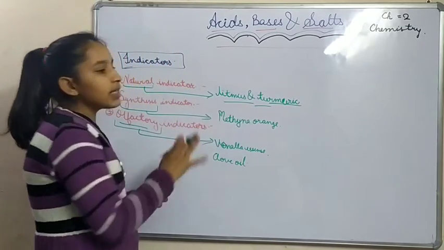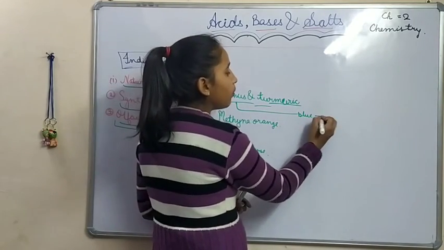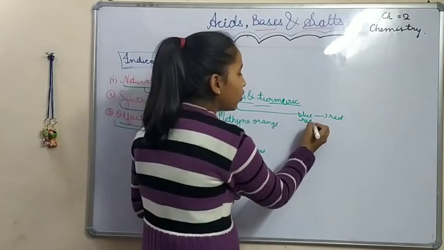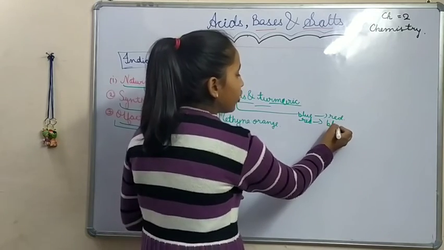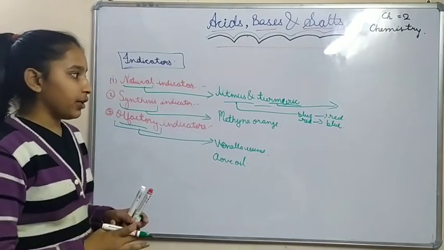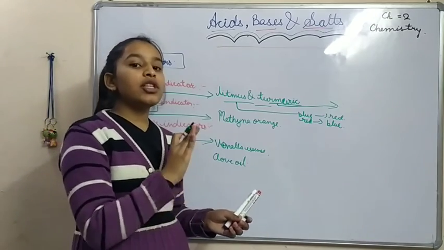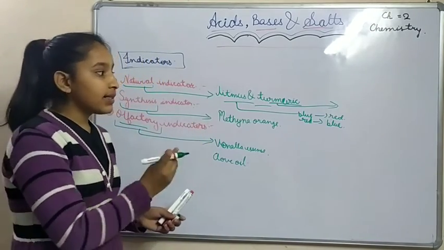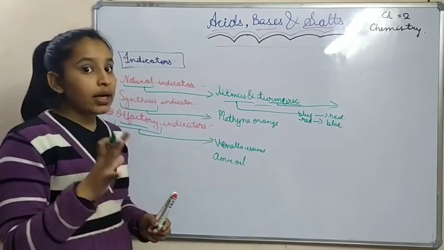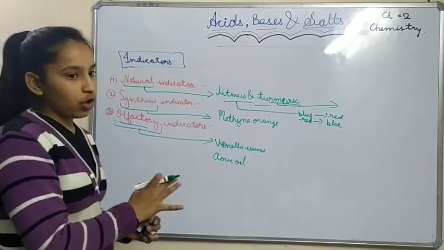We have discussed litmus in acids and bases. Litmus will change color from blue to red in the presence of acid, and from red to blue in the presence of bases. And turmeric is also a natural indicator. If you mix acid in turmeric, the turmeric will show no change in its color. Its color will remain the same. And if you mix bases in turmeric, it will show you red color. This is the effect of natural indicators.